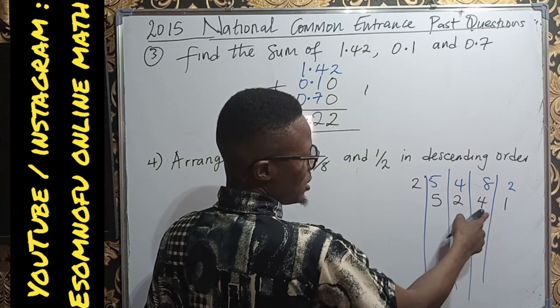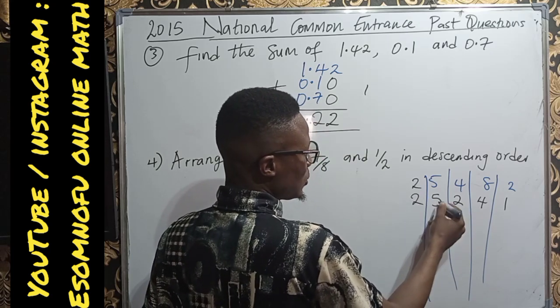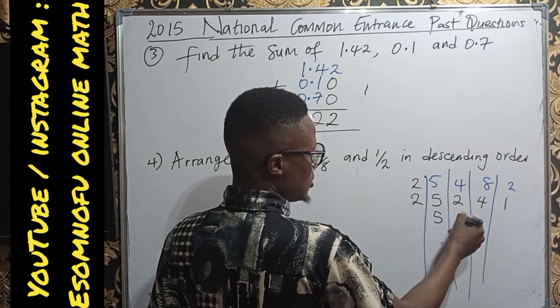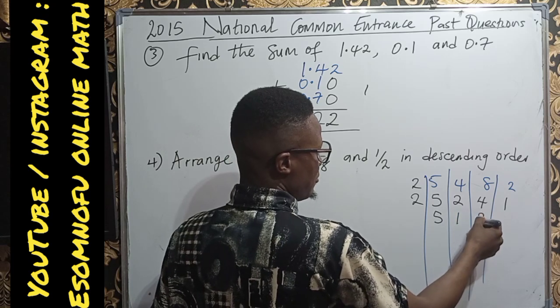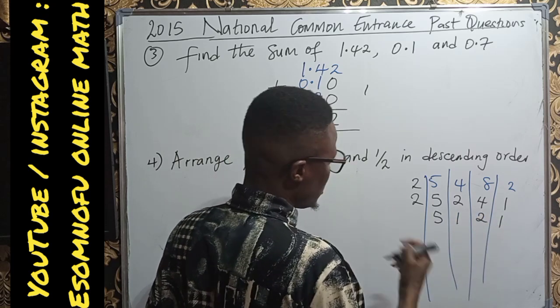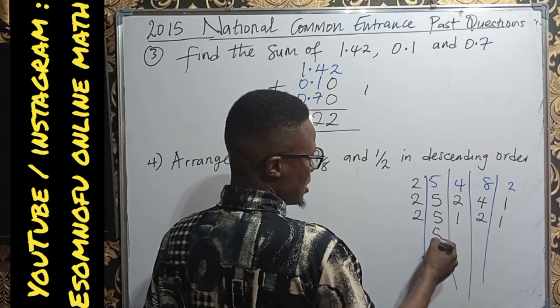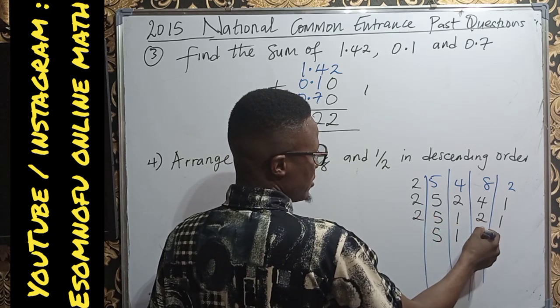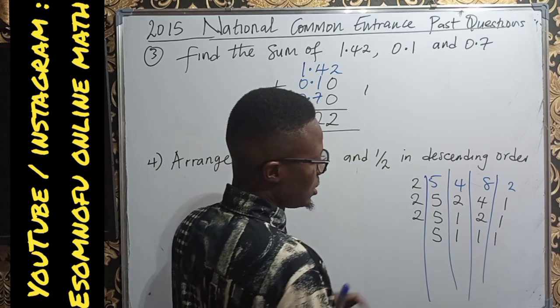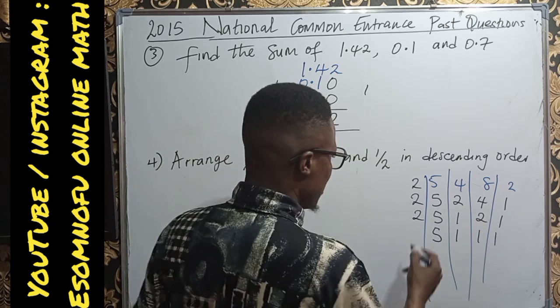2 can still go again because there are numbers 2 can divide. 2 cannot divide 5, you bring it down. 2 divide 2 is 1. 2 divide 4 is 2, bring down 1. 2 can still go because there is 2 here. 2 cannot divide 5, bring it down. 2 divide 2 is 1, bring down 1. Then we are left with just 5, so 5 can go.